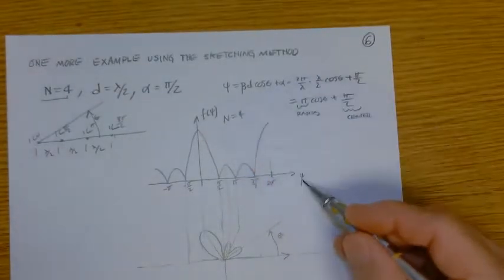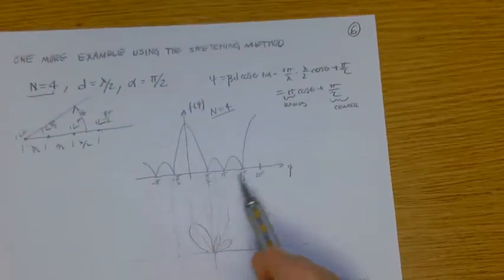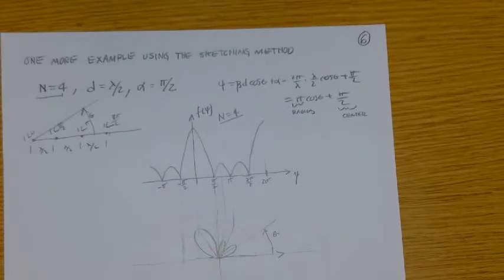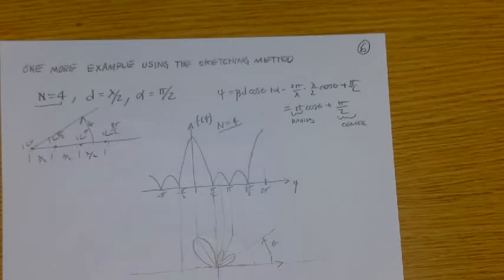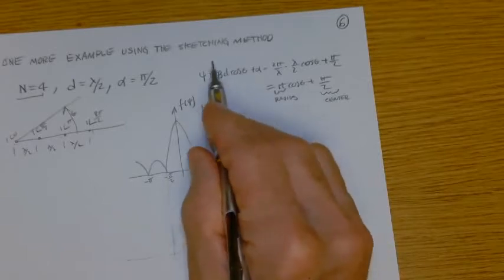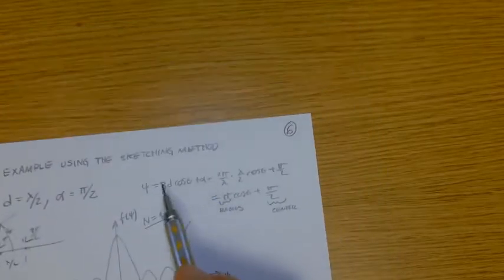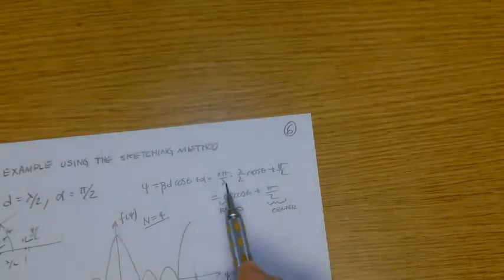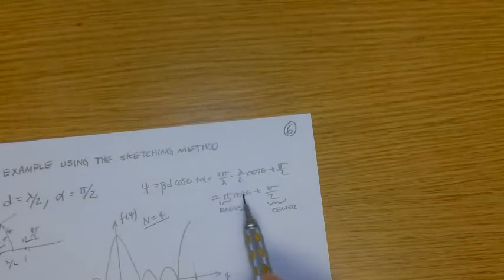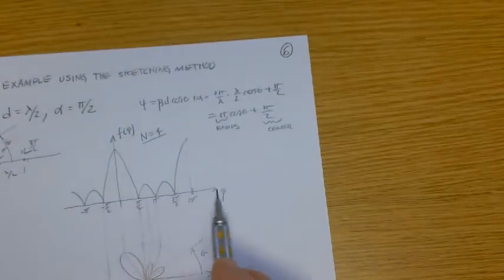First, you got to plot f of psi versus psi for the n equal 4 case. So this has to be given, or you have to go use MATLAB to produce it. Typically, I'll give it to you. Okay, so right here's our polar circle function. So psi is beta d cosine theta plus alpha, 2 pi over lambda, lambda over 2, which is pi, cosine theta plus pi over 2. Center of the circle, radius of the circle. So here's f of psi versus psi.